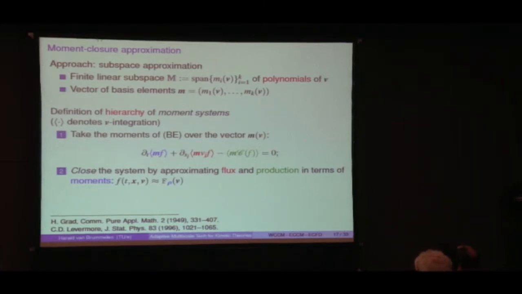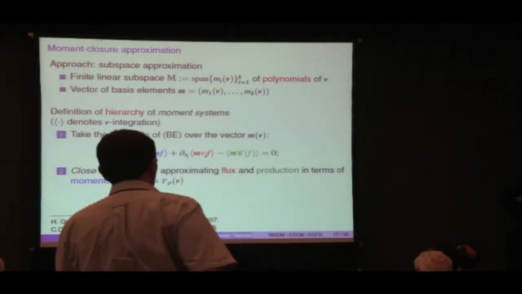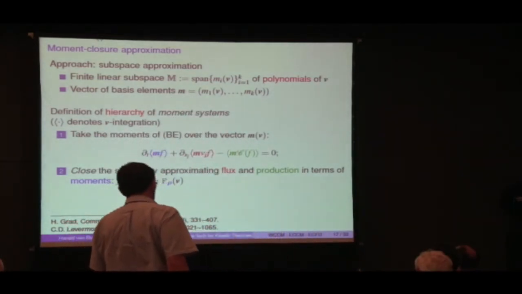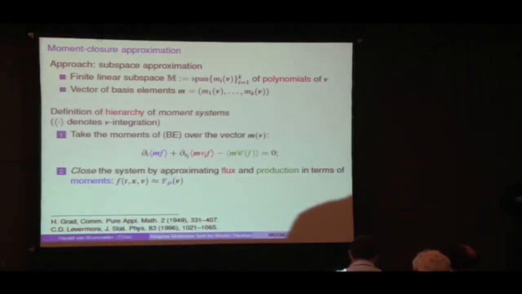These angle brackets denote integration over the velocity dependence. And then basically what we do is a two-step procedure. We take moments of the Boltzmann equation, so we integrate the Boltzmann equation against all the basis functions in this vector. And then what you have is the term indicated in blue. These are called the moments. The term in red is called the flux, and the term in green is a production term.